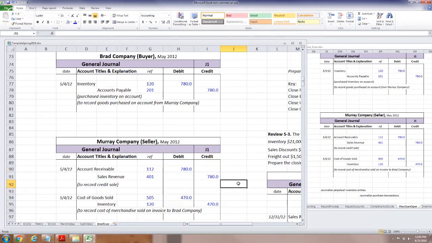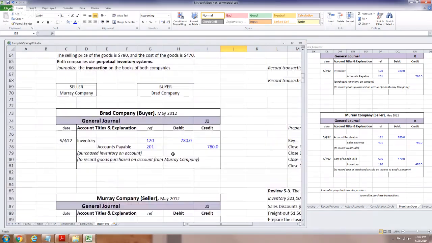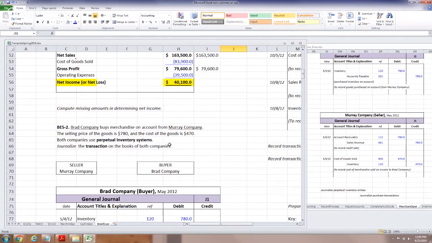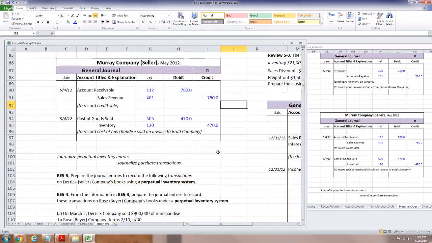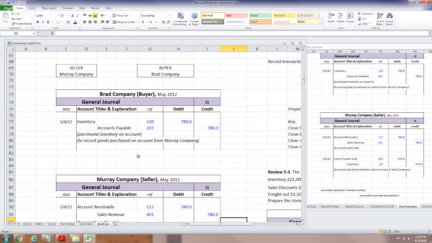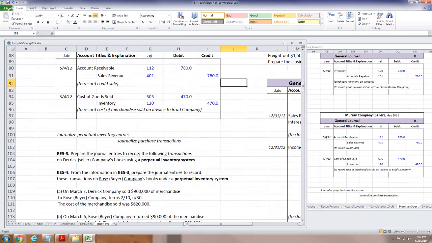Okay, so you can worry about that another time. But yeah, credit sale, cost of merchandise, sold on an invoice to Brett Company, and there's Brett Company, the buyer, and who's the seller, the dates. Okay. And it says journalize the transaction on the books of both companies. All right, so we did that one. That's what that looks like. This was number two, journalize sales. Journalized, okay, that's fine. We did that one.